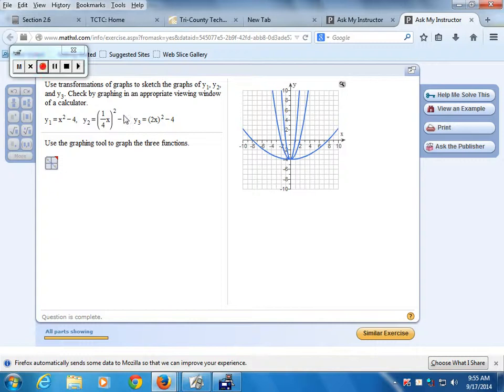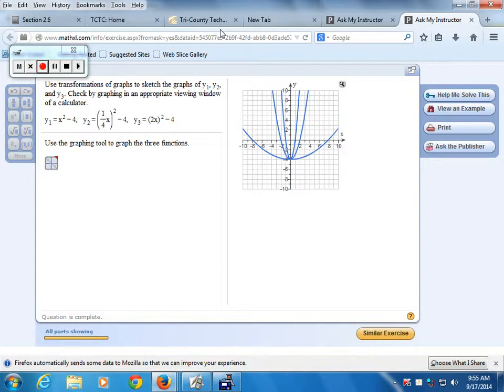Okay, x squared minus 4 is that guy right there. All right, what about this guy? Well, 1/4. What does 1/4 do? That's A. What does 1/4 do to the parabola? Makes it a satellite dish, like this one. Makes it wider, or it stretches it horizontally.